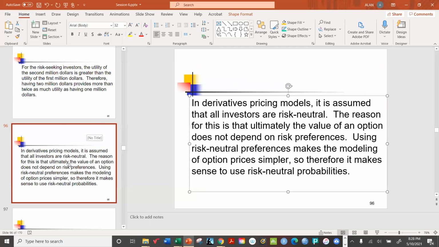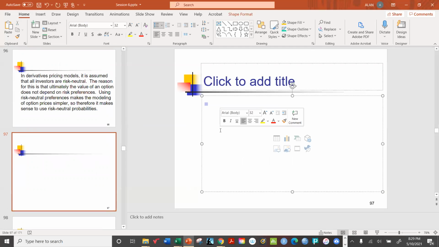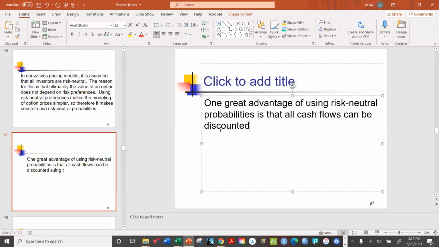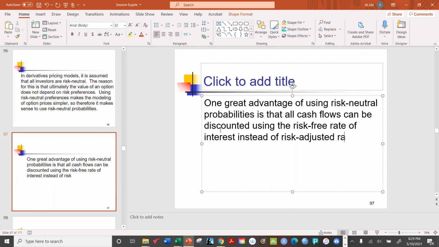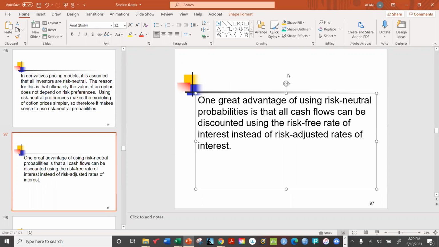And by the way, let me just point out another important detail here. One great advantage of using risk neutral probabilities is that all cash flows can be discounted using the risk-free rate of interest instead of risk-adjusted rates of interest. In other words, we can discount every cash flow in these models by using the risk-free rate, which is directly observable. If we had to take into account risk preferences, we would have to estimate the appropriate rates of interest, and that would be extremely difficult to do.